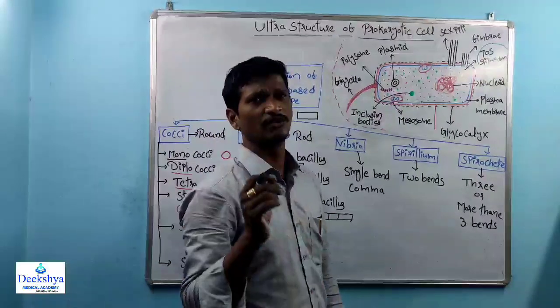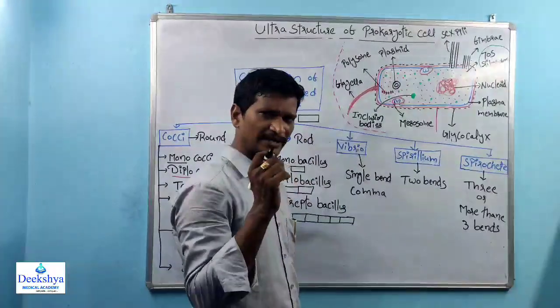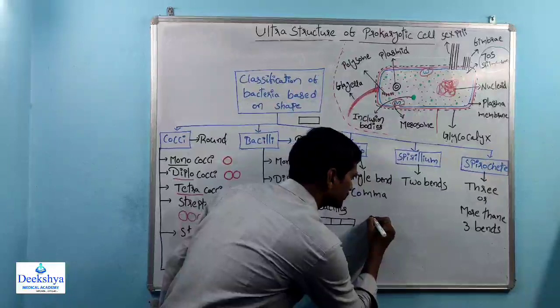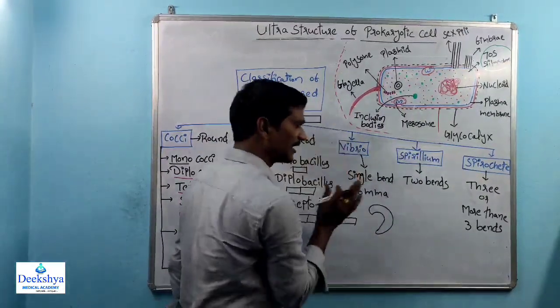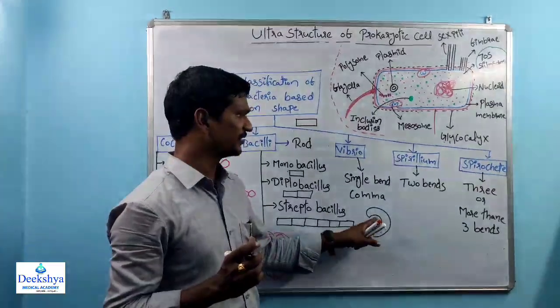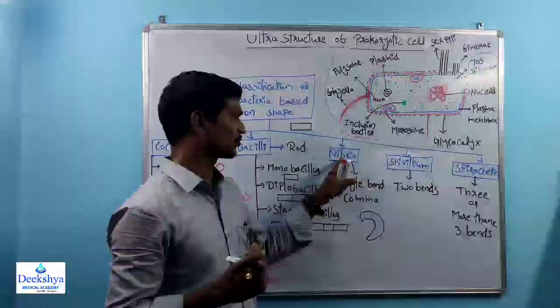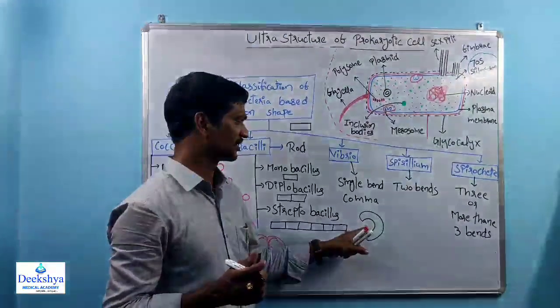And coming to the next one, the Vibrio. Vibrio indicates a bacterium whose body has a single bend. If any bacterium has a single bend structure, it is called Vibrio. Generally these exhibit a comma-shaped structure.